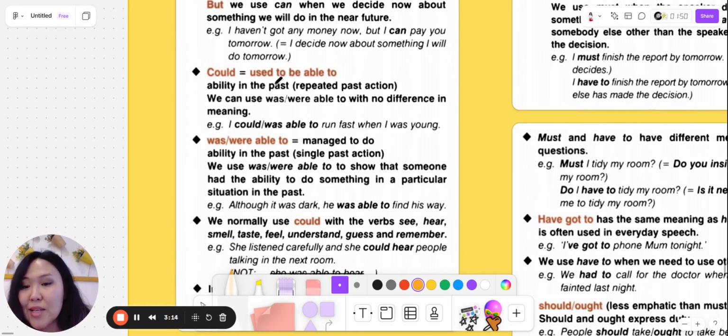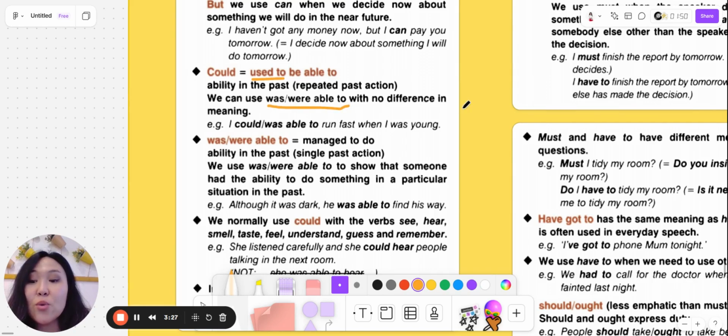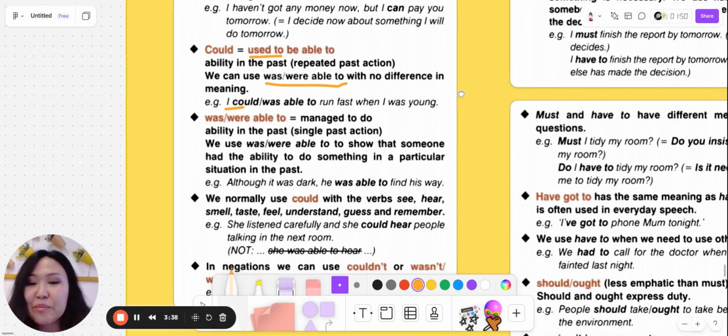Next one is could, used to be able to. So used to be able to means that we could do it in the past. Ability in the past, repeated past action. We can use was, were able to with no difference in meaning. So we can say I could run fast when I was young, or I was able to run fast when I was young. Same meaning.